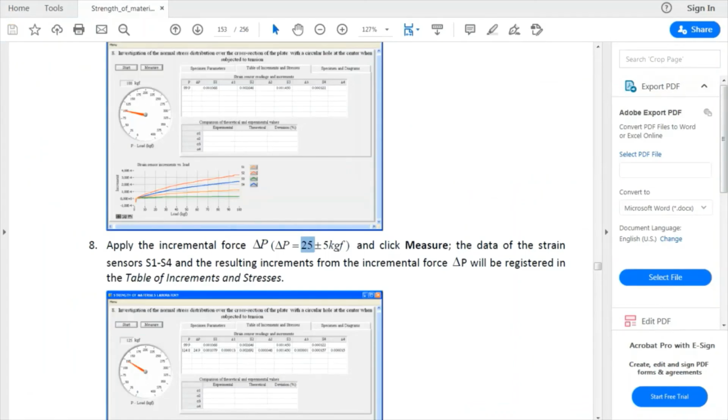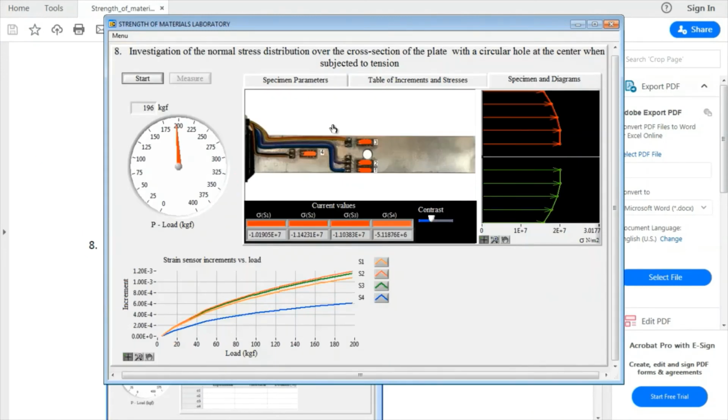Yeah, this will be the end of our experiment number 8, investigation of normal stress on a plate with a circular hole at the center when subjected to tension.